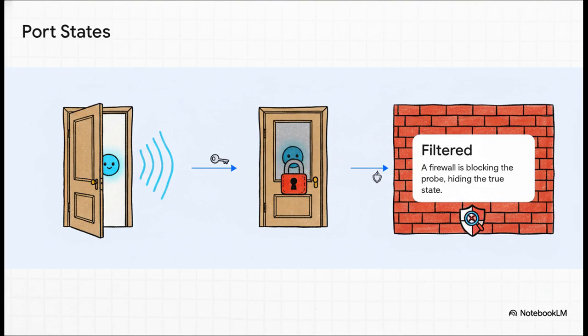And when we check these doors, we get one of three answers. Open is simple. A service is listening. The door is unlocked. Closed means, yep, the host is real, but nothing's listening on that port. The door's locked. But filtered? Now that's the interesting one. That's like finding a brick wall built right in front of the door. A firewall is blocking us, so we can't even tell if the door behind it is locked or unlocked. And hey, even that is super valuable information.